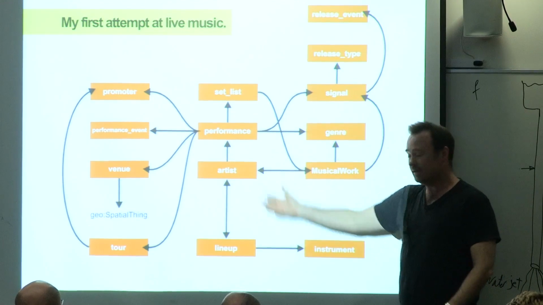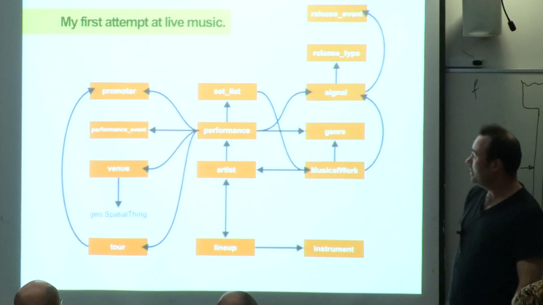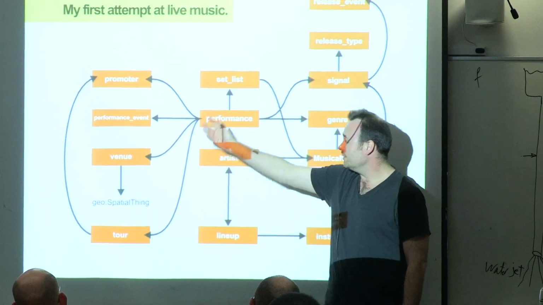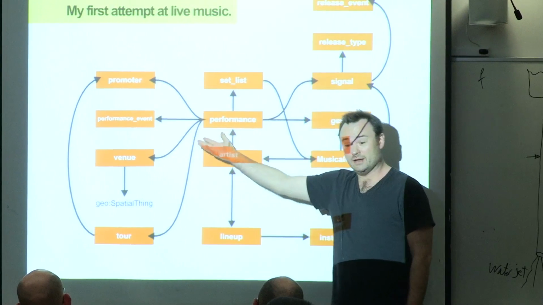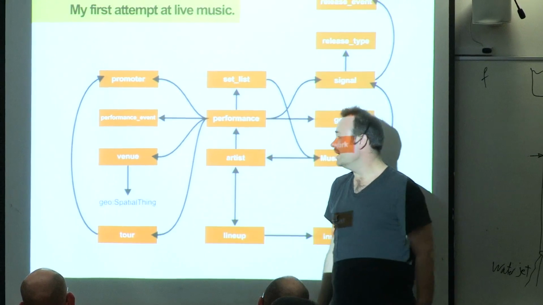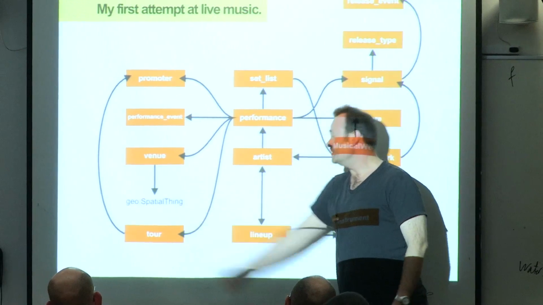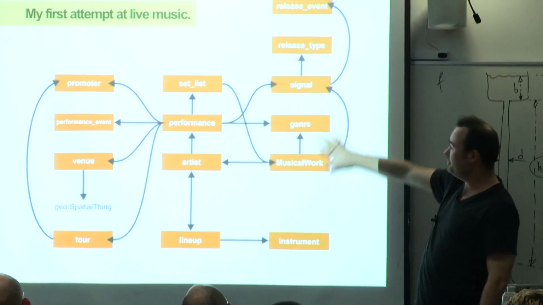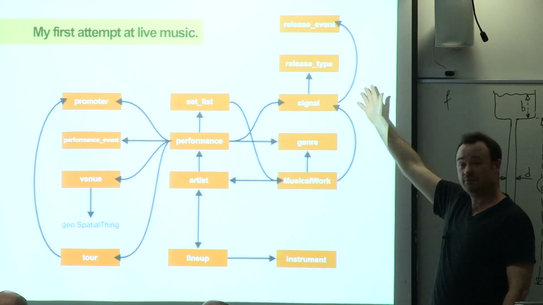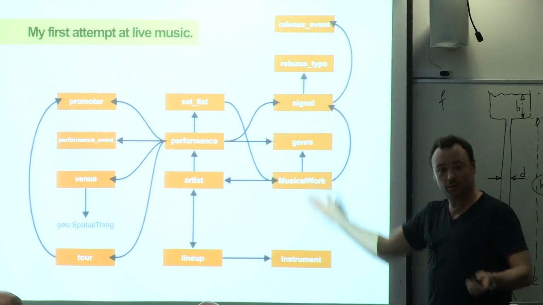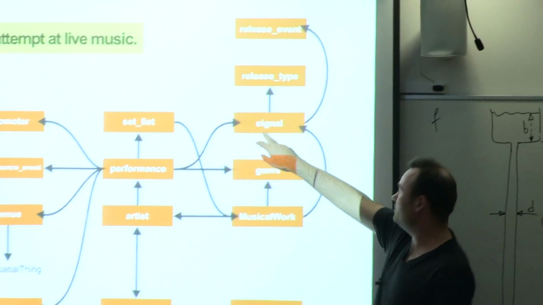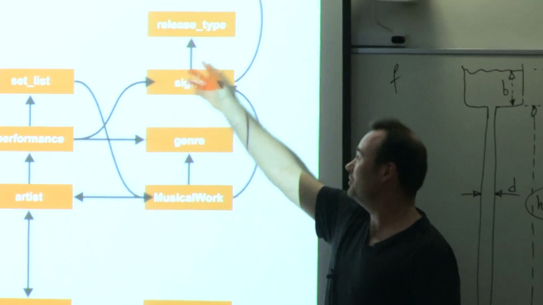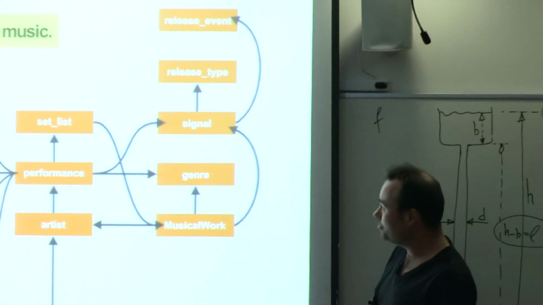The artist, if it's a band, might have a lineup. Those lineups play instruments. The performance can be part of a tour potentially, which belongs to a promoter. The performance has an event, which is a date and time that it goes on, appears at a venue, has a place, and then suddenly, interestingly, we're getting here into the realm of not live music, but in fact recorded music, which is a whole other subject domain in itself. And this is, a signal is sort of a bit of audio that can come out, as we saw before, on a label at a certain time.